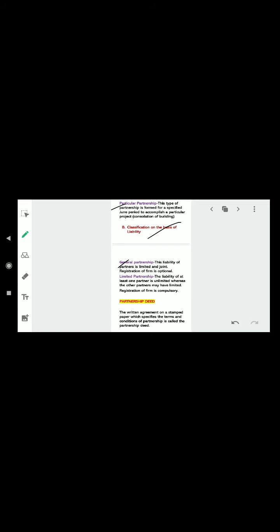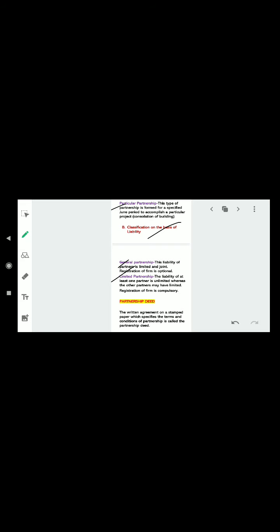The next is limited partnership. The liability of at least one partner is unlimited, whereas the other partners may have limited liability. Registration of the firm is compulsory. That means in limited partnership, the liability of at least one partner is unlimited, while the liability of other partners may be limited. And the partner with limited liability is called a special partner.